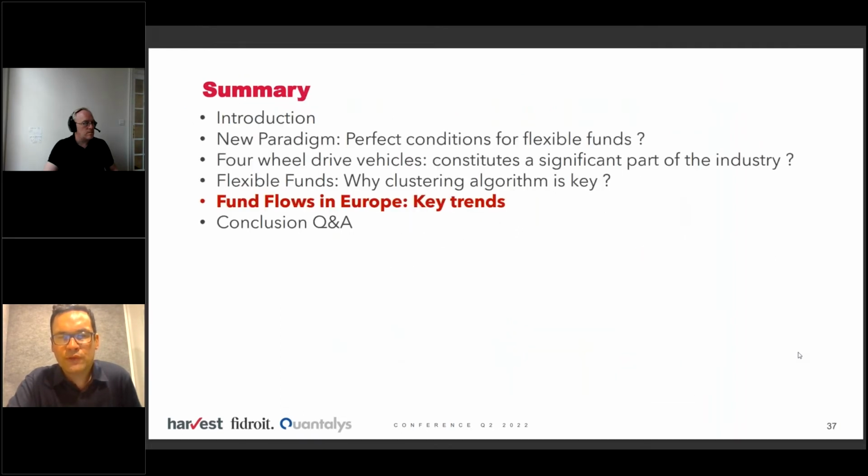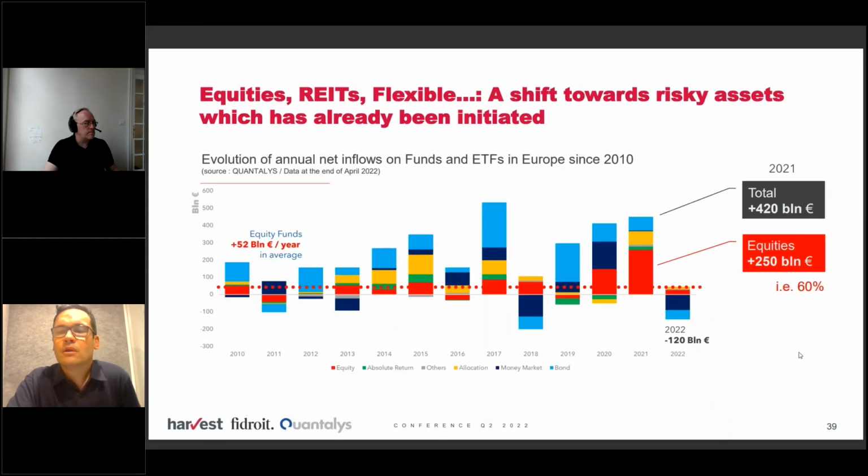I want to finish this presentation with the fund flows, and then I will leave the floor to Julien. The last figures consider the net inflows. Very difficult situation for the industry in 2022 because net outflows are above 120 billion end of April. So it's not a good vintage for the fund industry in Europe.